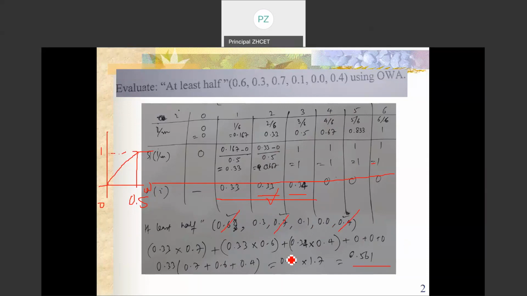I have simply taken 0.33. You can do an exact calculation also. I've done an approximate calculation. So taking 0.33 outside, it will be 0.7 plus 0.6 plus 0.4 inside. So that is how I'll get the result of at least half of the given values. Okay, so this also gives us the practice of how to find out ordered weighted averaging for a given number of criteria, given number of elements, right? So let me move on to the next exercise now.